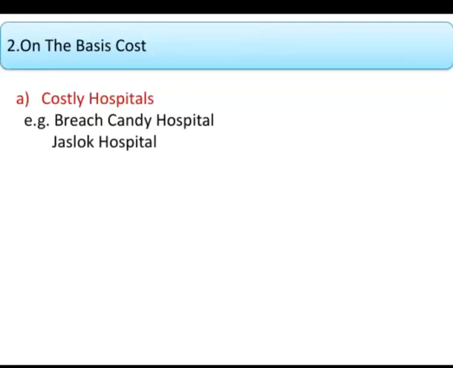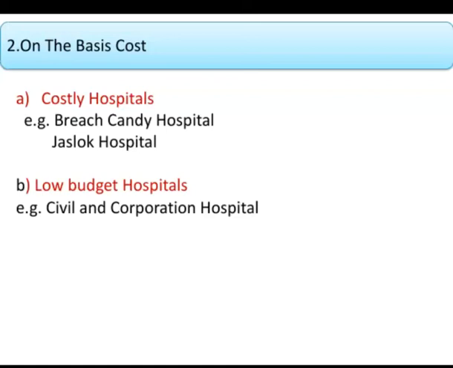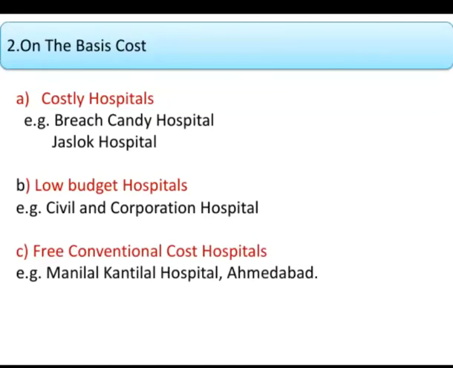Okay. Now we will see the next category, that is hospitals on the basis of cost. In this, first one is costly hospitals, and examples are Breach Candy Hospital or Jaslok Hospital. Then next is low budget hospitals, and the examples are civil hospital or corporation hospital. And the next one is free or conventional cost hospitals, and the example is Manilal Kantilal Hospital, Ahmedabad.